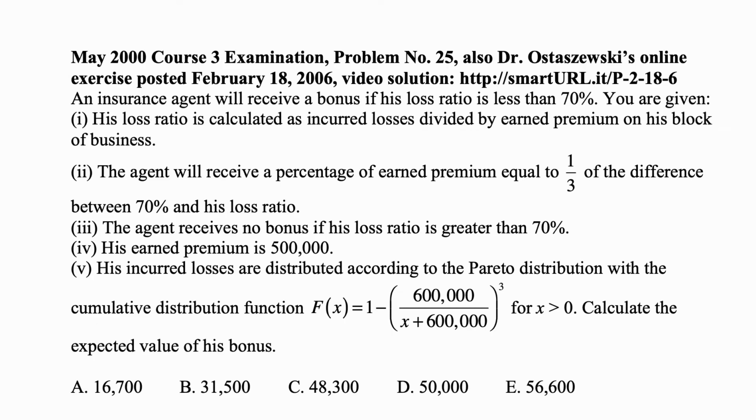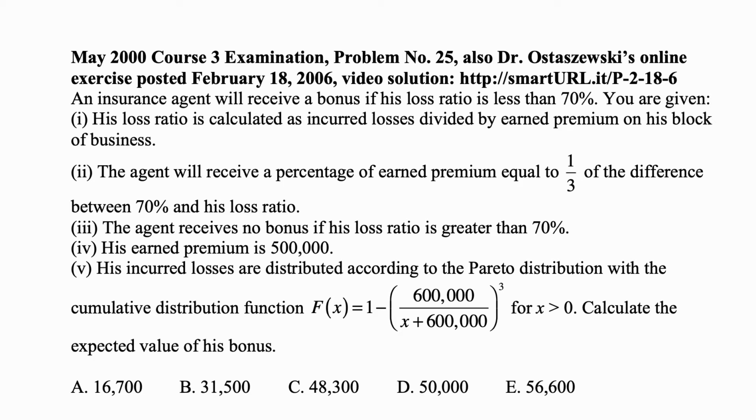Here's a problem for today for exam P on probability. An insurance agent will receive a bonus if his loss ratio is less than 70%. You are given that: 1. His loss ratio is calculated as incurred losses divided by earned premium on his block of business. 2. The agent will receive a percentage of earned premium equal to 1/3 of the difference between 70% and his loss ratio. 3. The agent receives no bonus if his loss ratio is greater than 70%. 4. His earned premium is $500,000.